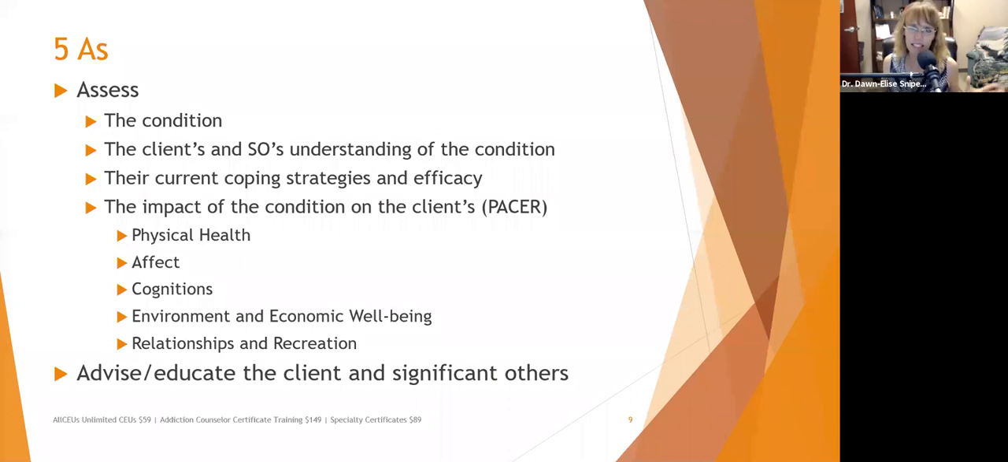The 5 A's, go through these real quick. You want to assess the condition. Where are we at? If a person has bipolar disorder, where are we at with this? What type of bipolar disorder do they have? Are they in a depressive episode, a manic episode?